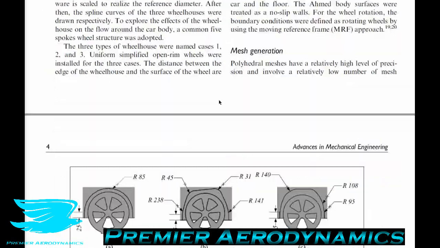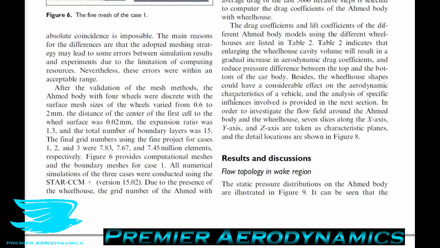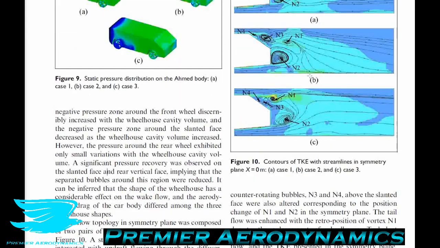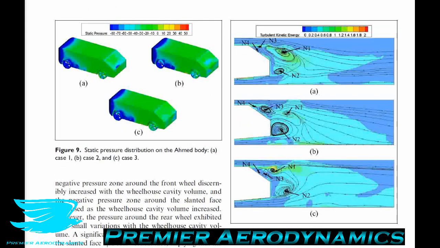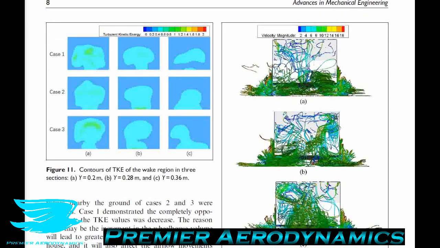In the last podcast, we just went through this figure here. And if you're just listening to this on Spotify, you can watch the video on YouTube and or Spotify. So this figure, figure 9 and figure 10, we went through in the last podcast. Now let's move on to figure 11, where we can see the turbulent kinetic energy plots in the wakes downstream of the cars with the three different wheelhouses.